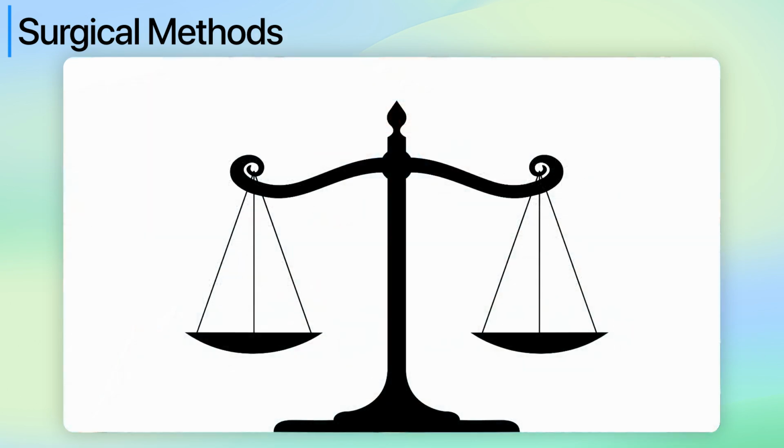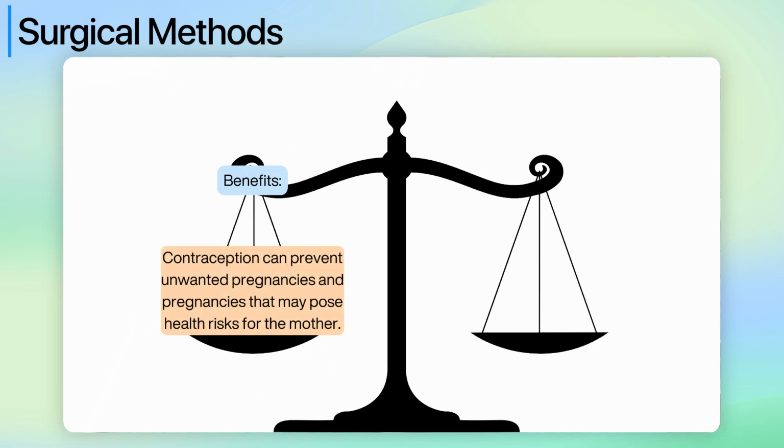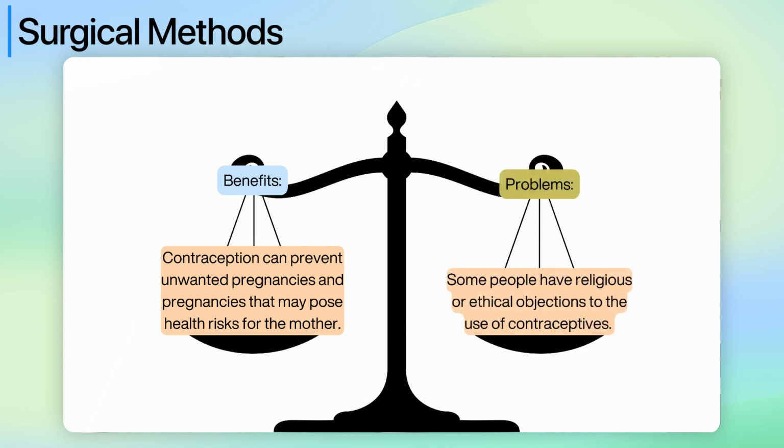While scientific knowledge about contraception is paramount, decisions involving contraceptives often involve ethical and personal considerations. On the one hand, contraception can prevent unwanted pregnancies and pregnancies that may pose health risks for the mother. However, some people have religious or ethical objections to the use of contraceptives.